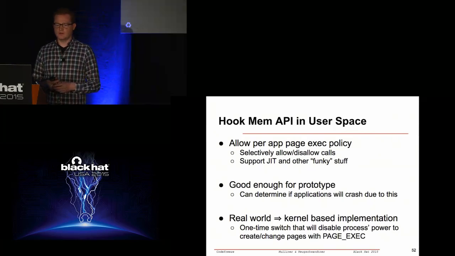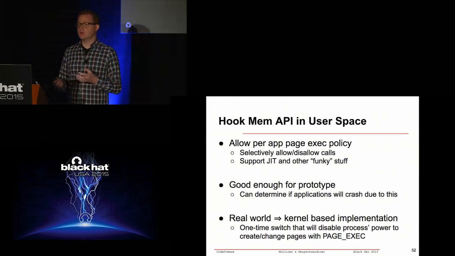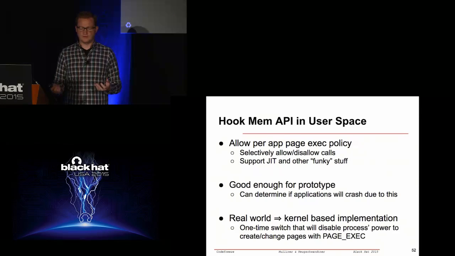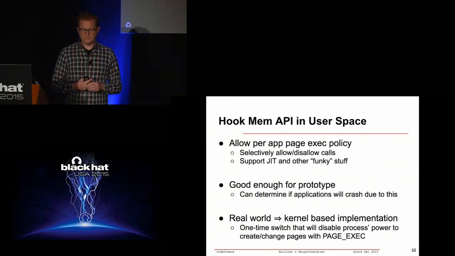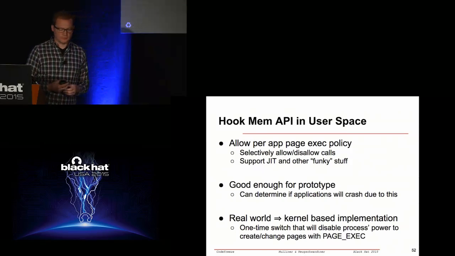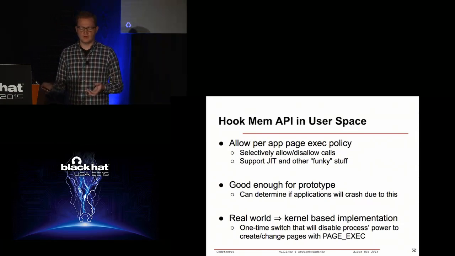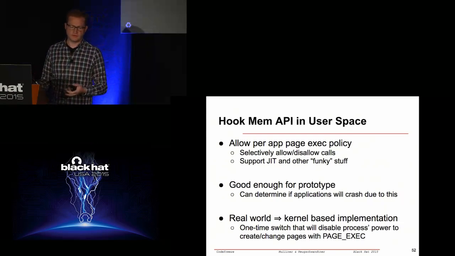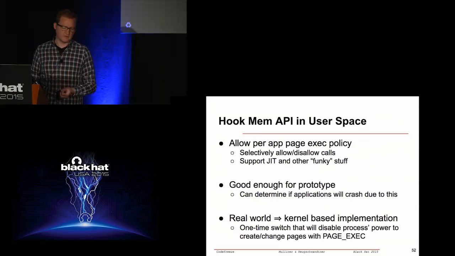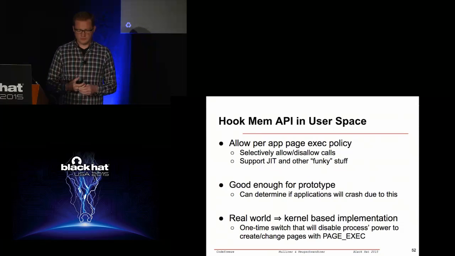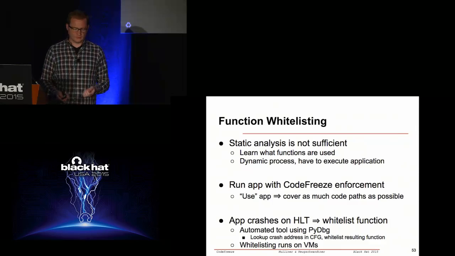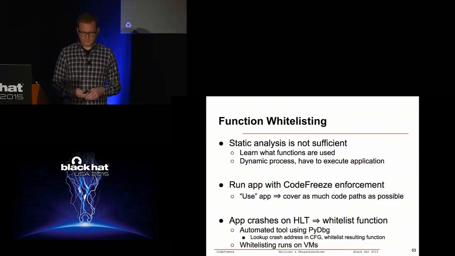This userland hooking is really just for our prototype. We wanted to determine if we crash an application or make it unusable if we prevent it from creating executable code pages. In a real-world application of this prototype, you would have this enforcement part in the kernel, where you can just say from now on this process cannot create pages with executable bits anymore. But the user space hook was really good to just see if this would actually work.